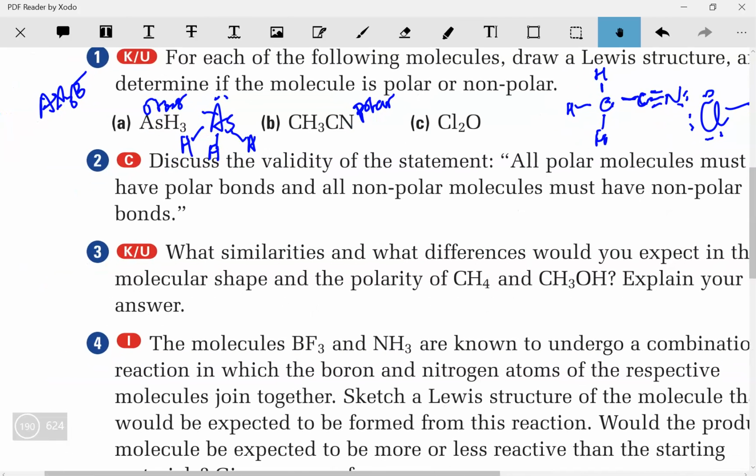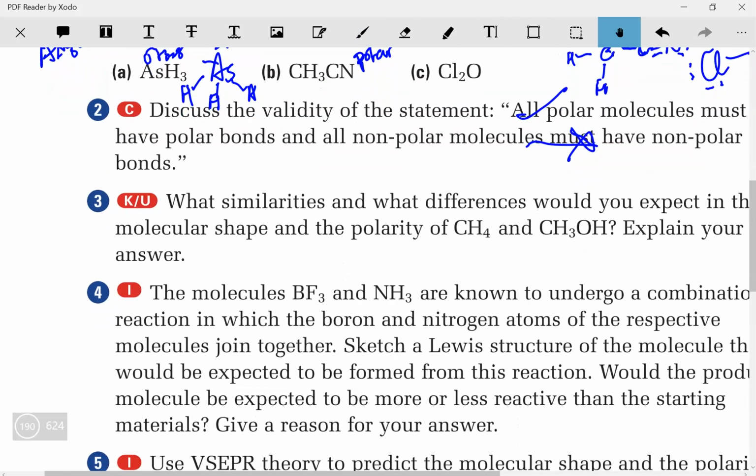All polar molecules must have polar bonds. Yes, that is kind of a requirement. If you only have nonpolar bonds, it's impossible for the molecule to be polar. And all nonpolar molecules must have nonpolar bonds. That is not true, because even with polar bonds, the molecule can be nonpolar, as evidenced by the case where you have symmetry, same substituents, and no lone pairs most of the time. So the first part is true, and the second part is false.